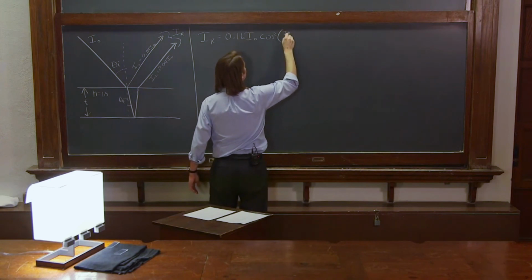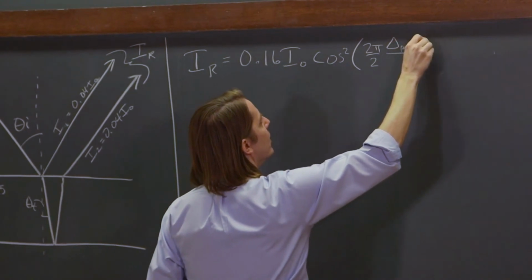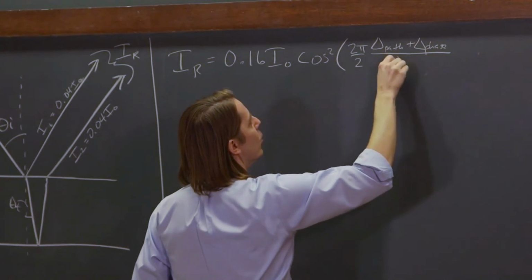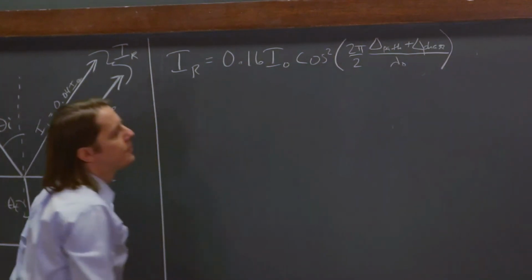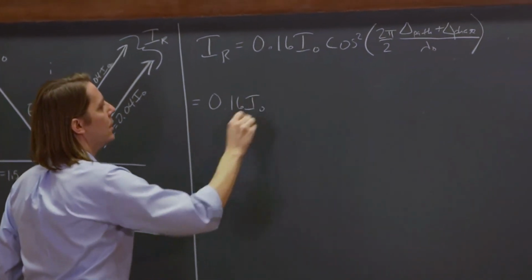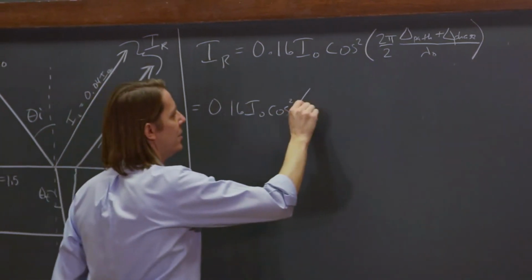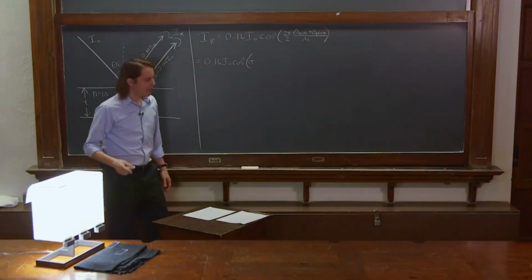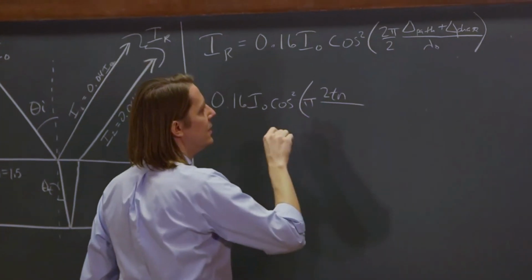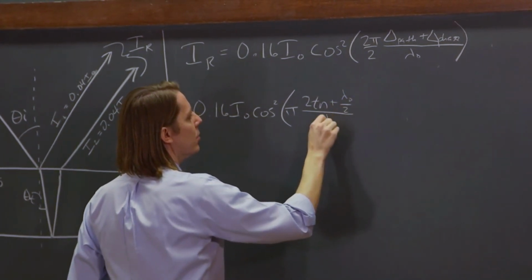So it's 2 pi over 2 delta path plus delta phase, like that, over lambda naught. Okay, so let's stick all that in. That's going to be equal to 0.16 I naught cosine squared pi. And then delta path is 2t n, and delta phase is lambda naught over 2 over lambda naught.